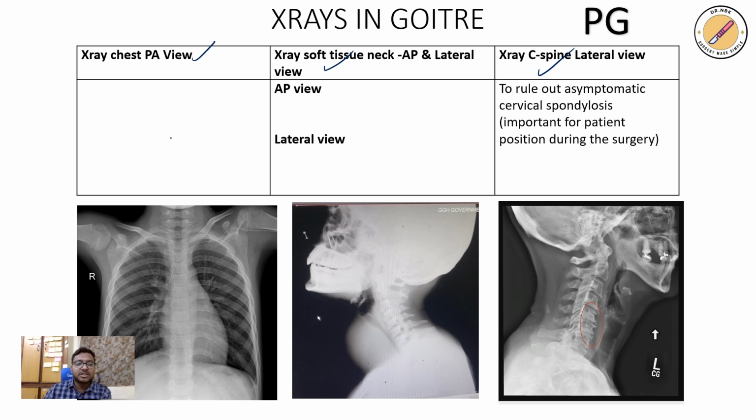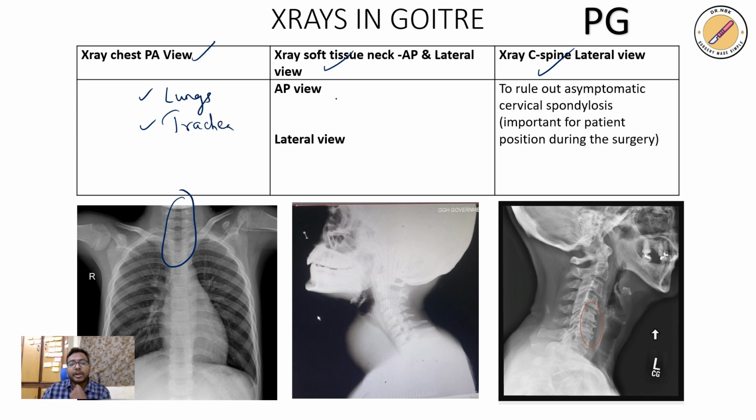Okay, so you know that chest X-ray PA view is basic requirement to look at the lungs because we are giving general anesthesia. It is more important for our anesthesia purpose, and also you can check whether there is any deviation of trachea or not. So you can also look at the trachea.